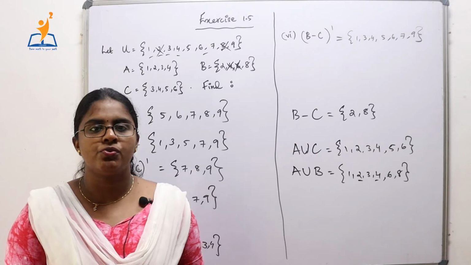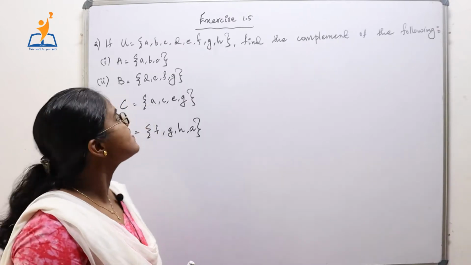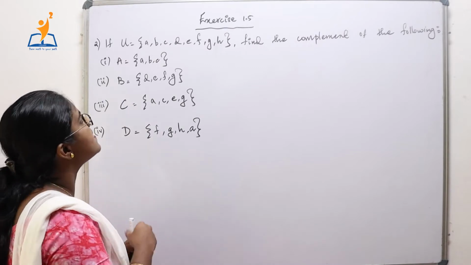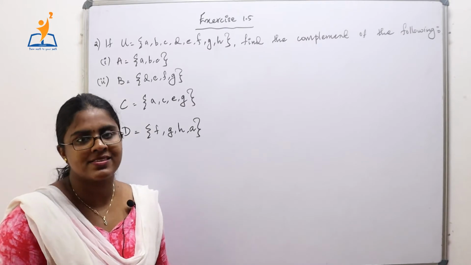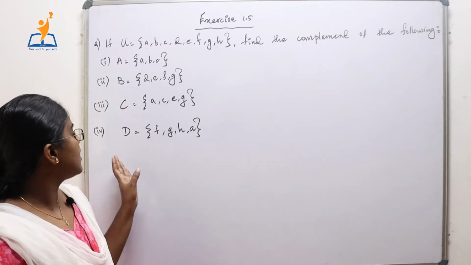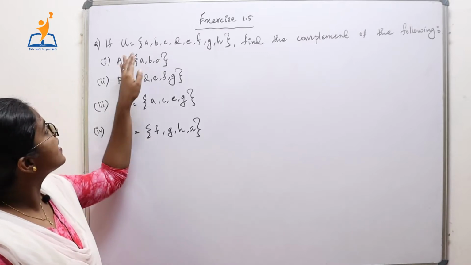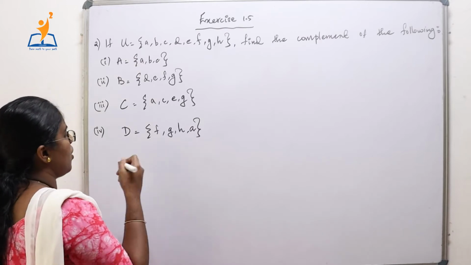Now we shall move to question number 2 of exercise 1.5. The second question is, if U is {A, B, C, D, E, F, G, H}, find the complement of the following sets. We are given the universal set and we are asked to find the complement of these sets considering this as the universal set. Now first of all we want to find A complement.